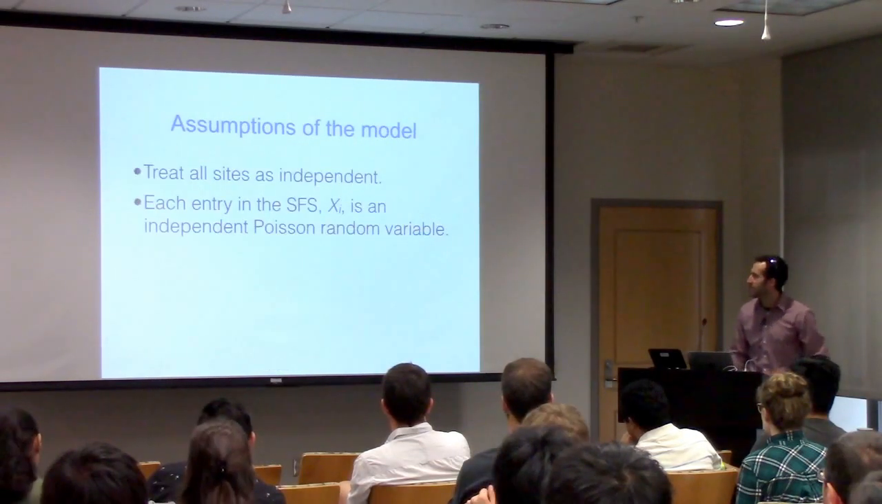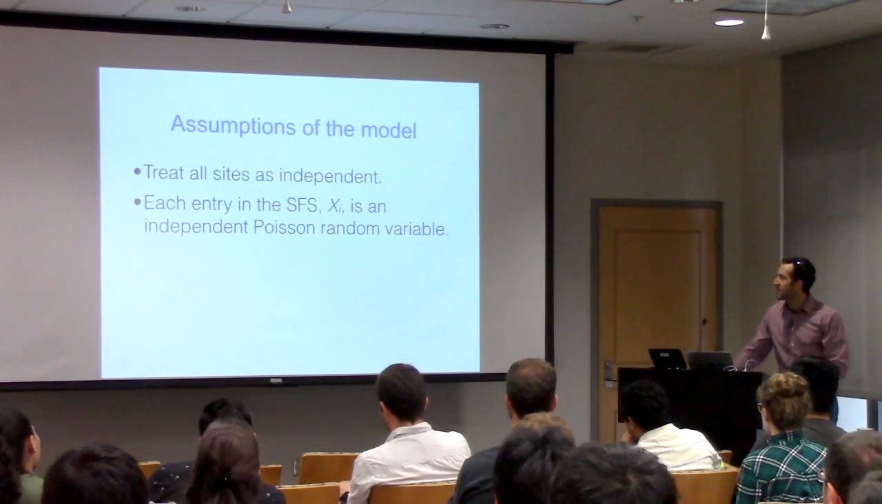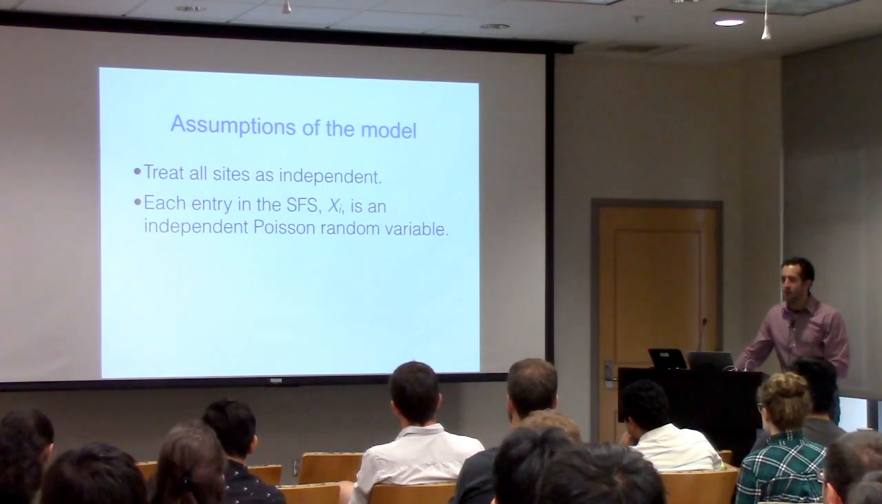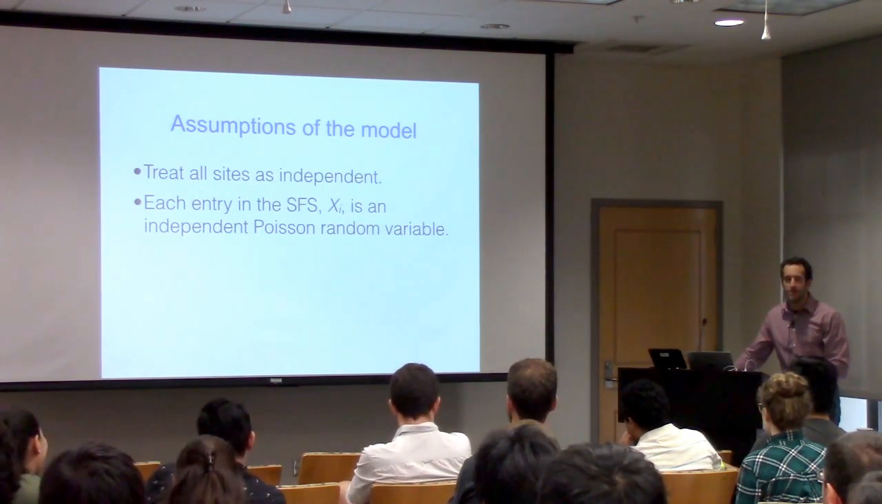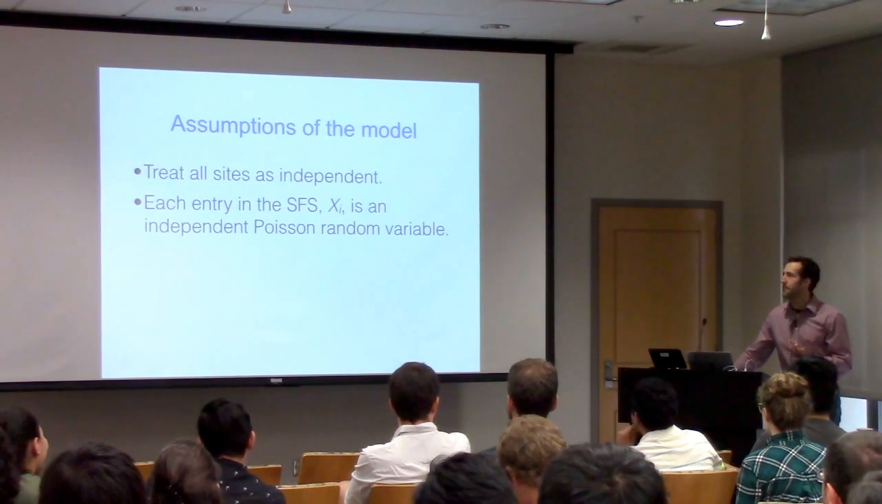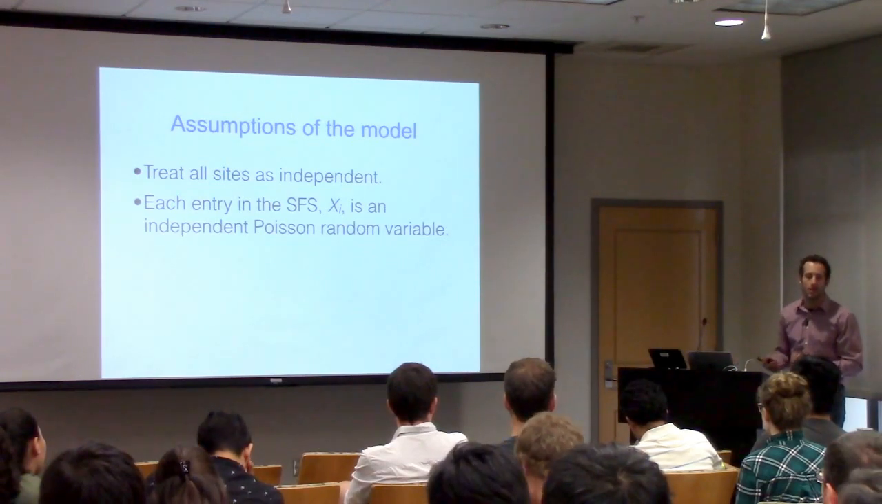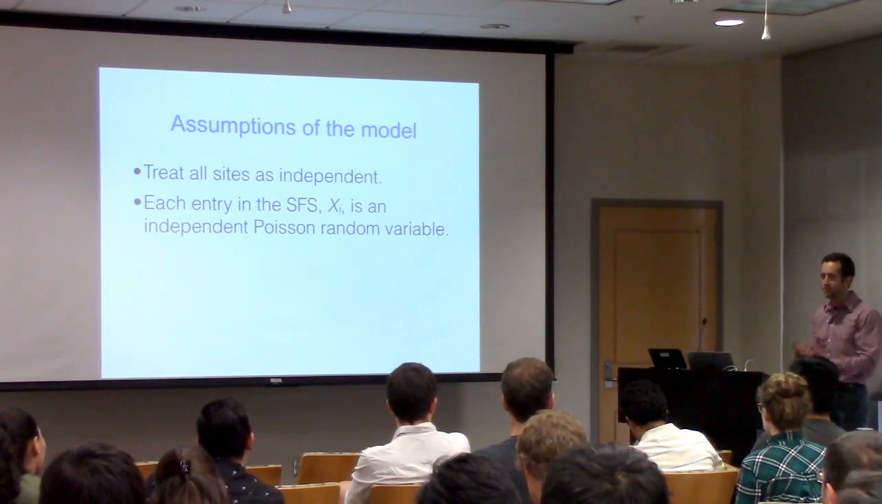So I'll tell you a bit about some of the model here. So first, we're making an assumption that all sites are independent of each other. And you can certainly quibble about that if you have sites that are closely linked, right? They're obviously not independent of each other. But it turns out that this is a composite likelihood framework, and composite likelihood estimators have some pretty good properties.